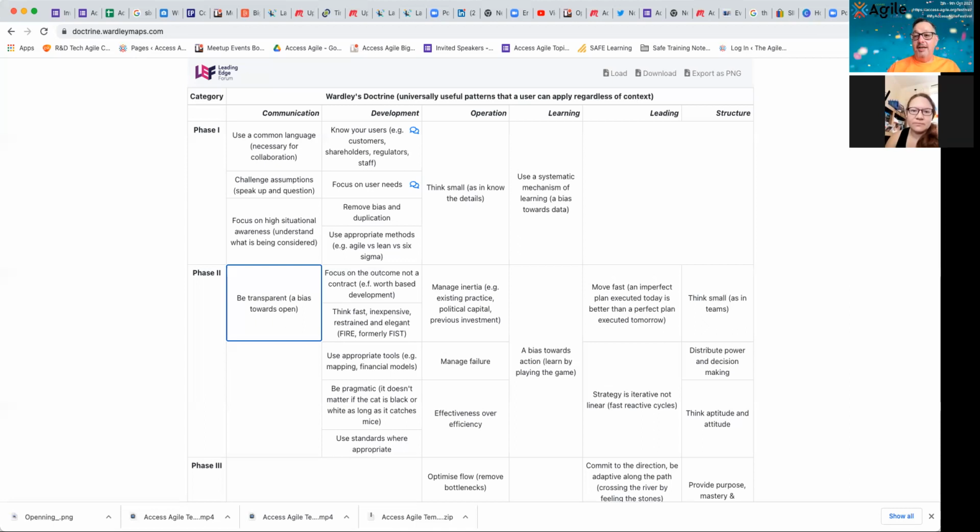So one thing I'd really like in our organization is to improve our communication, and again the Wardley Doctrine helps me there. So again, using a common language, challenging assumptions, allowing that ability for people to speak up, psychological safety, and focusing on high situational awareness and what's being considered. Okay, so these are things in the communication space that we do in phase one.